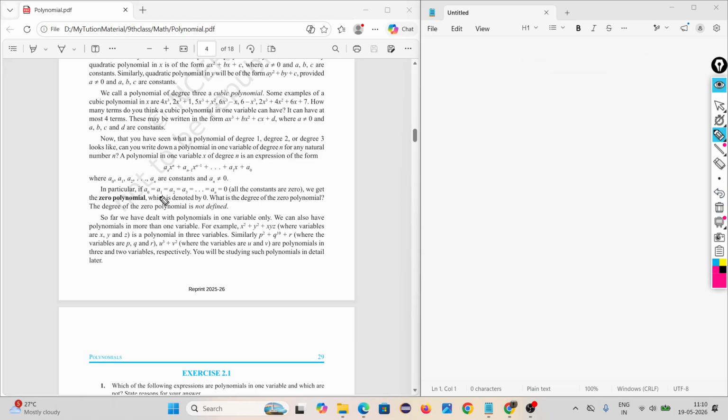In a particular case, when all coefficients are 0, we get the zero polynomial, which is denoted by 0. What is the degree of the zero polynomial? The degree of the zero polynomial is not defined. If someone asks what is the degree of a cubic polynomial, the degree should be 3. Quadratic, degree should be 2.